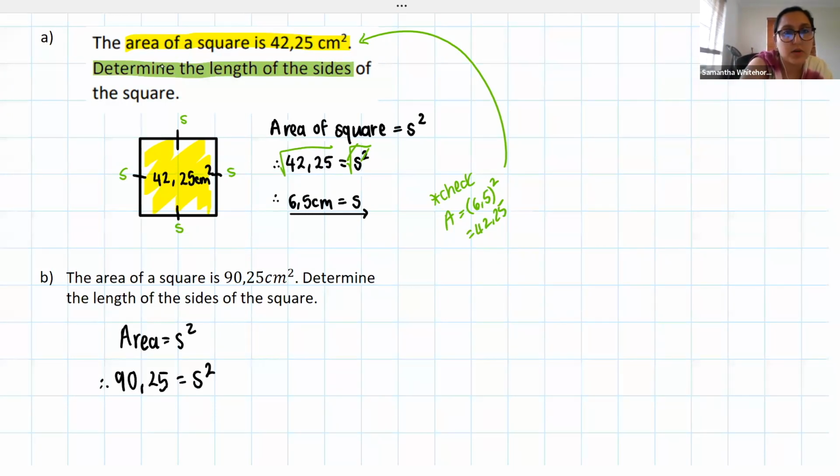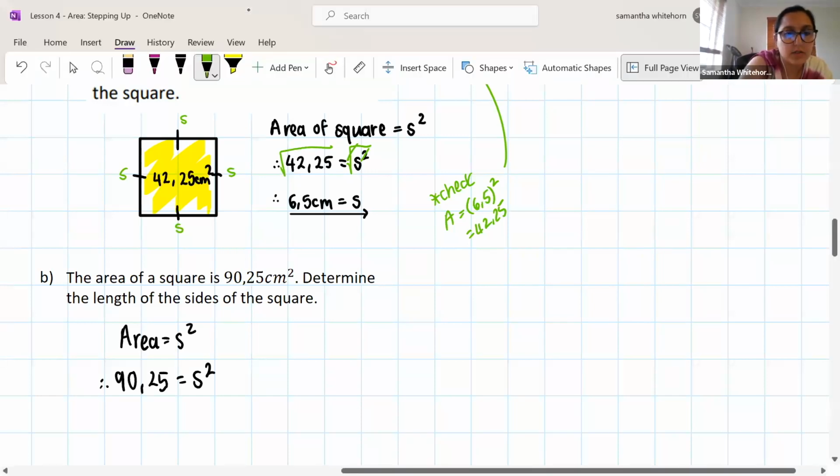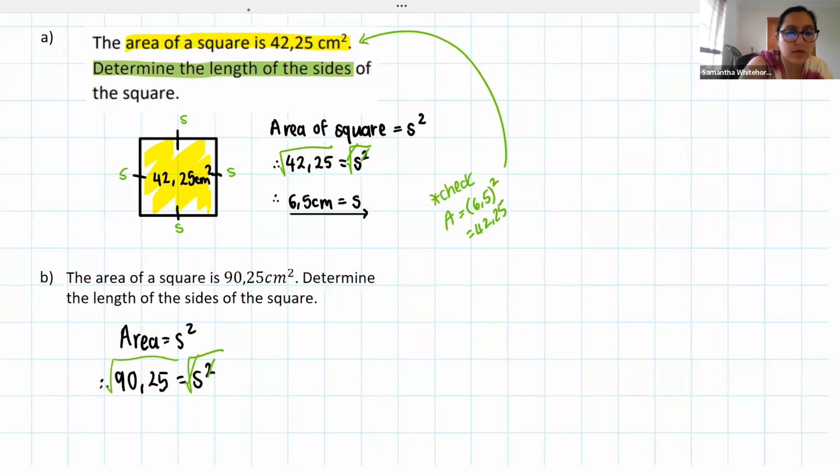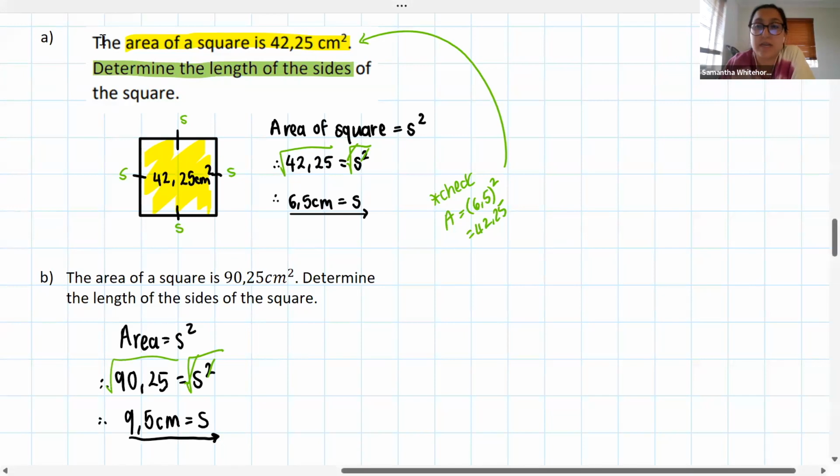I obviously don't want side squared. I want the side. So I'm going to square root both sides in order to get rid of the square, leaving me with just S. And if I square root 90.25, I get that my side length is 9.5 centimeters. Again, double check yourself, substitute it back into your area formula. Make sure you get 90.25. You do. And so if you can check yourself, do.